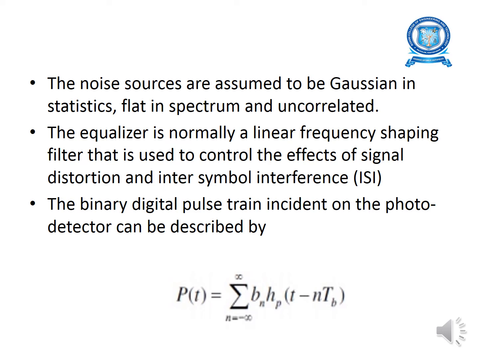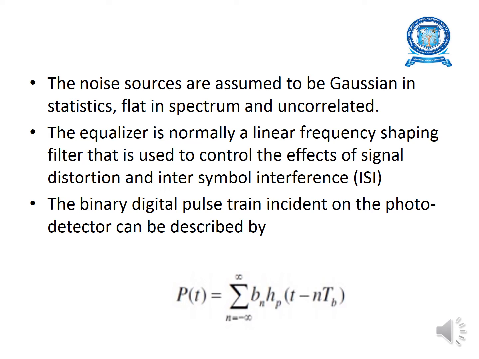The equalizer is a linear frequency shaping filter which is used to compensate for the effect of signal distortions and inter-symbol interference. It accepts the combined frequency response of the transmitter, fiber and the receiver and transforms it into a signal response that is suitable for the following signal processing method.